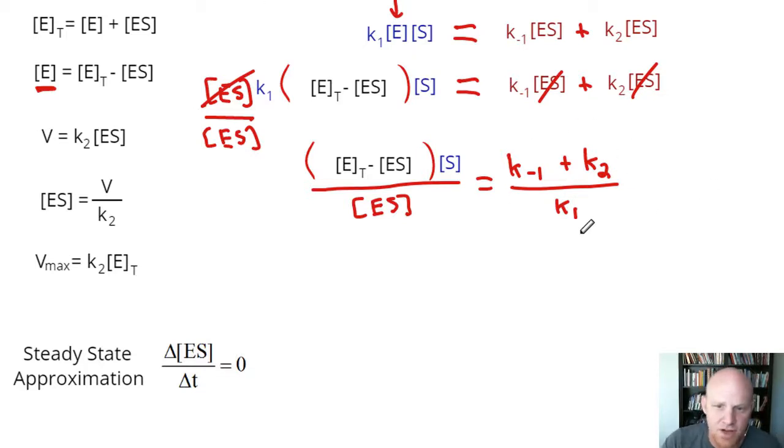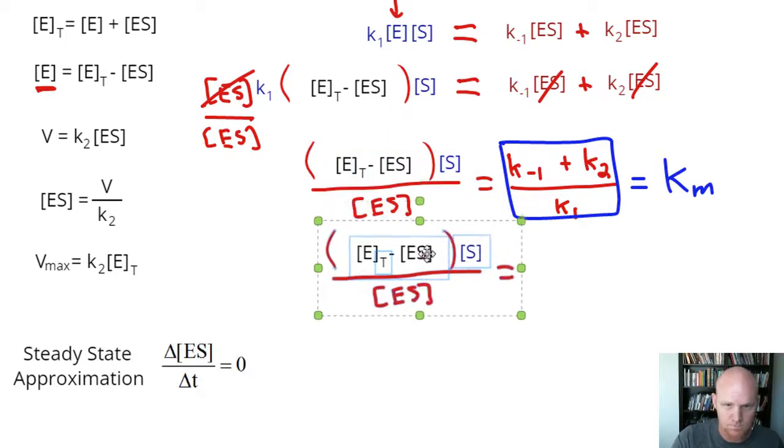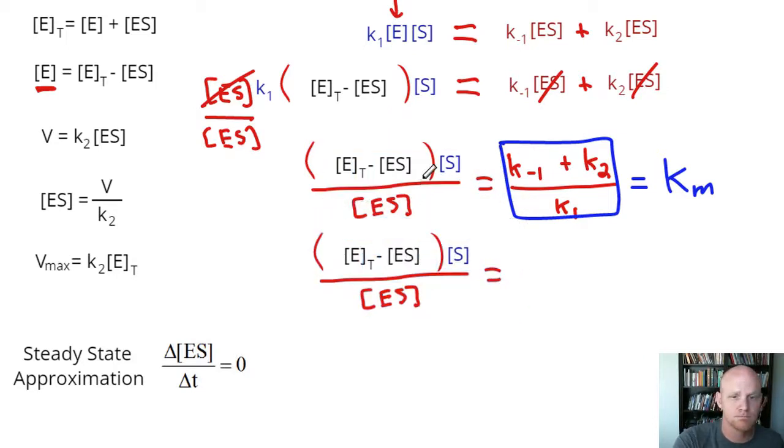Cool. It was this combination of rate constants that Michaelis-Menten referred to as the Michaelis constant, Km. So if we rewrite this equation with all of this now being Km, cool. From here, we're going to multiply by ES, and we're also going to distribute the substrate concentration through what's in parentheses there.